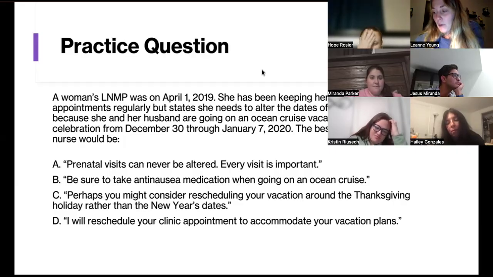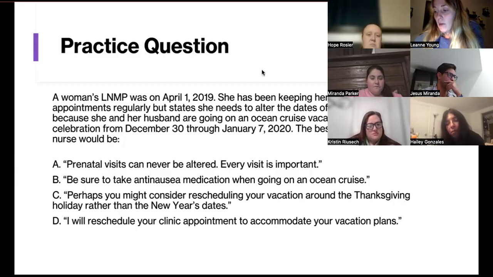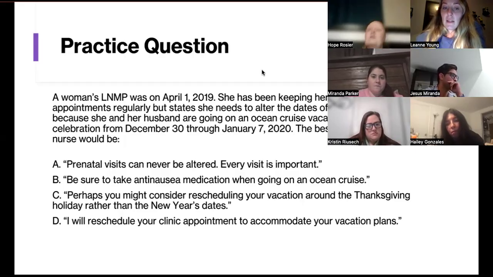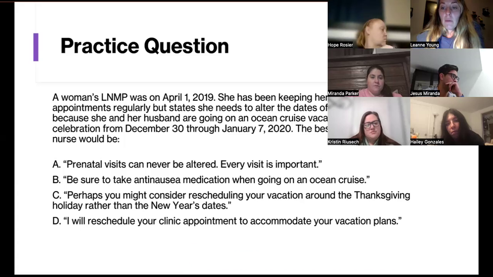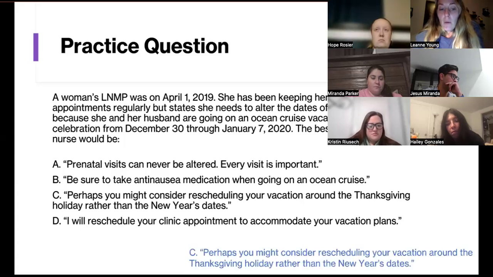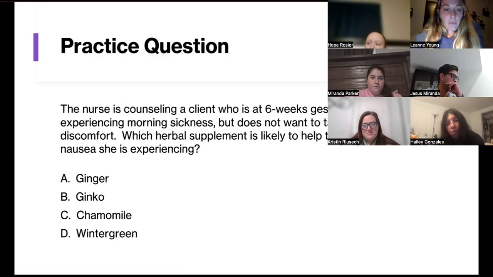So, April minus a month would be March 1st, minus 2 months would be February 1st, minus 3 months would be January 1st. Add 7 days, that's January 8th. So yeah, she's there basically during her due date. So no. We're going to have her move that.